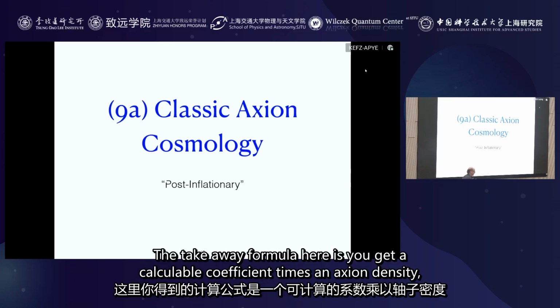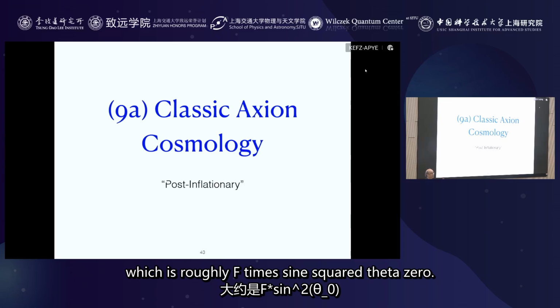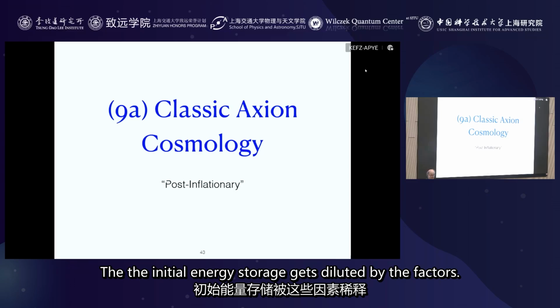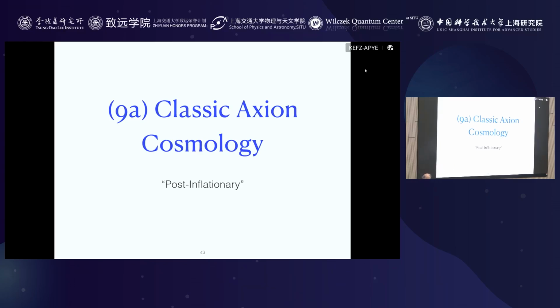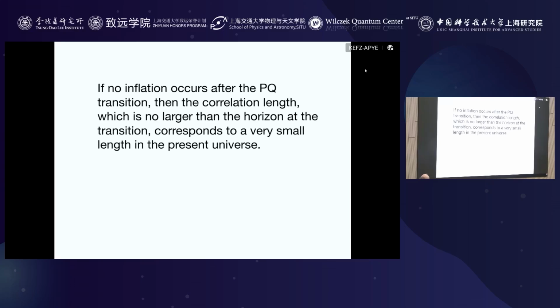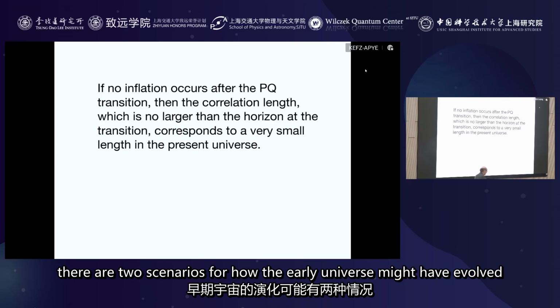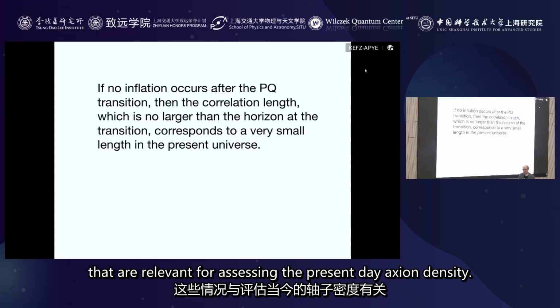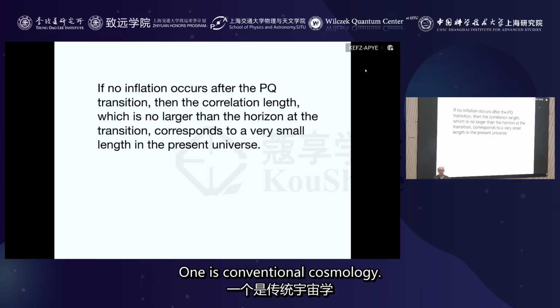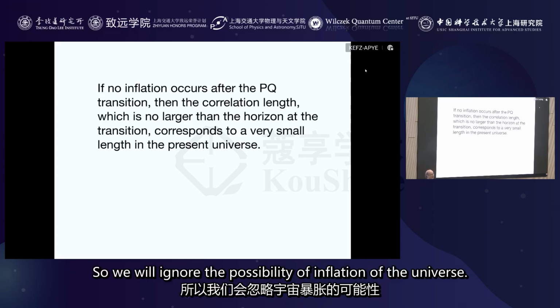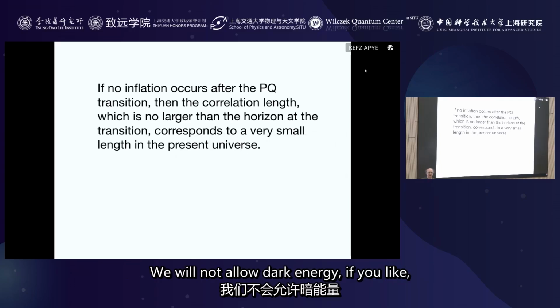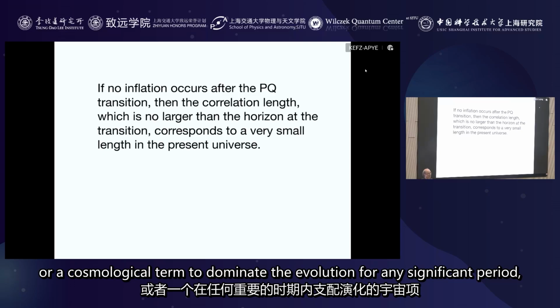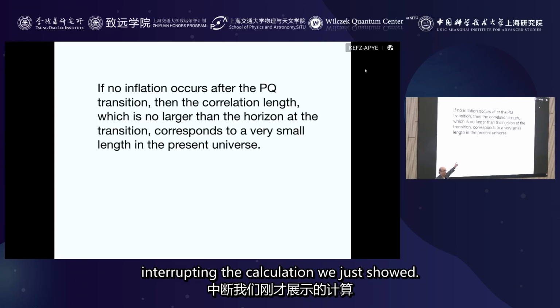Okay, so the takeaway formula here is you get a calculable coefficient times an axion density, which is roughly f times sine squared theta 0. The initial energy storage gets diluted by the factors we just computed. Now there are two scenarios for how the early universe might have evolved that are relevant for assessing the present-day axion density. One is conventional cosmology, so we will ignore the possibility of inflation of the universe. We will not allow dark energy, if you like, or a cosmological term to dominate the evolution for any significant period, interrupting the calculation we just showed.